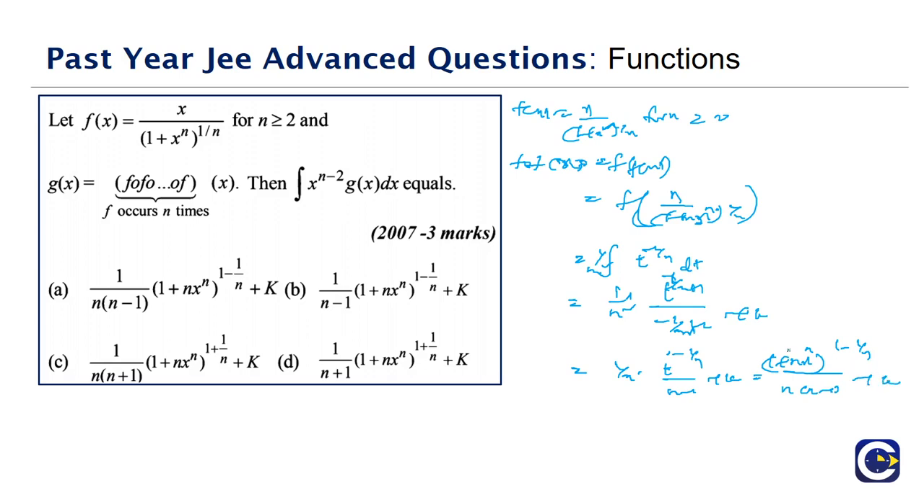So the answer for this question is 1 by n into t power n minus 1. T is nothing but 1 by 1 plus x whole power. So the answer for this question is option A. Moving on to the next question.